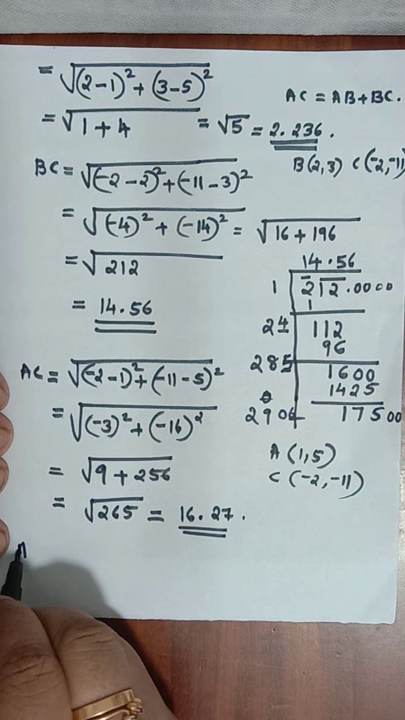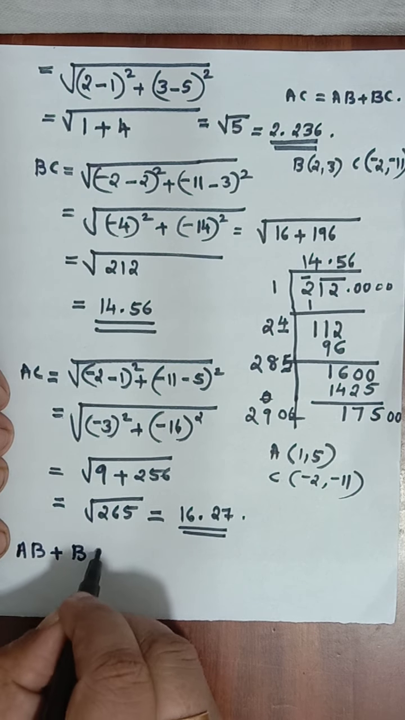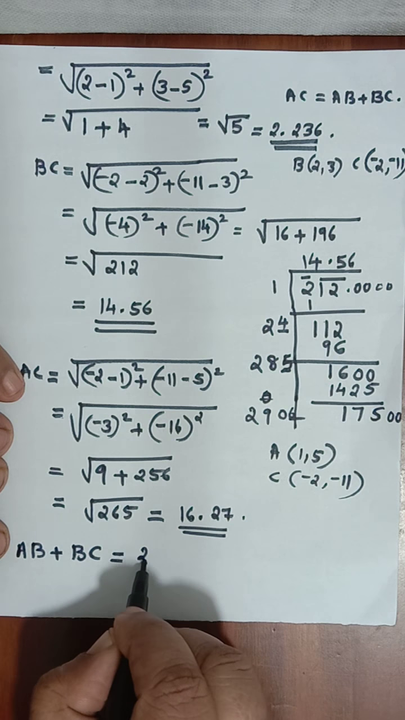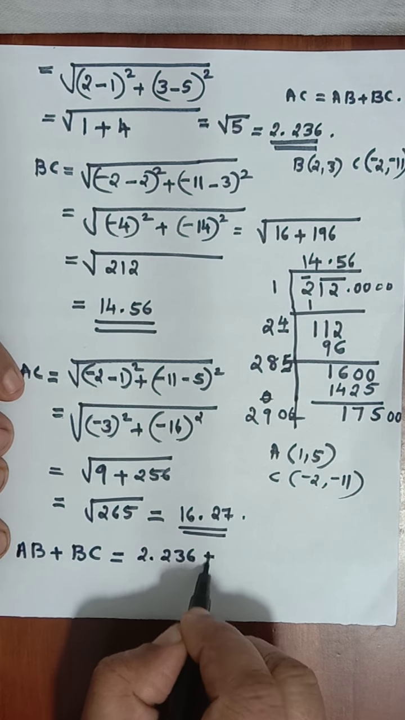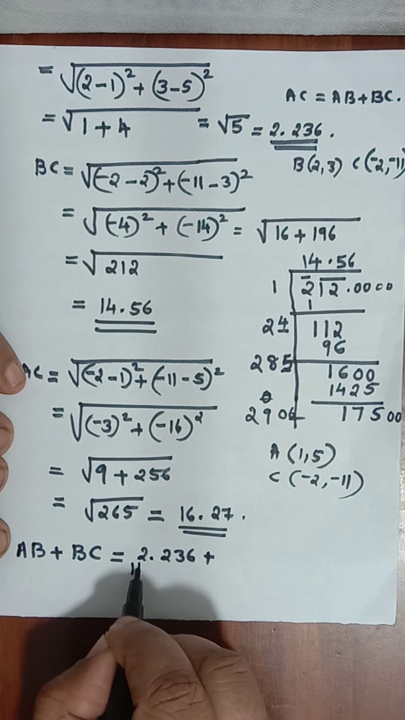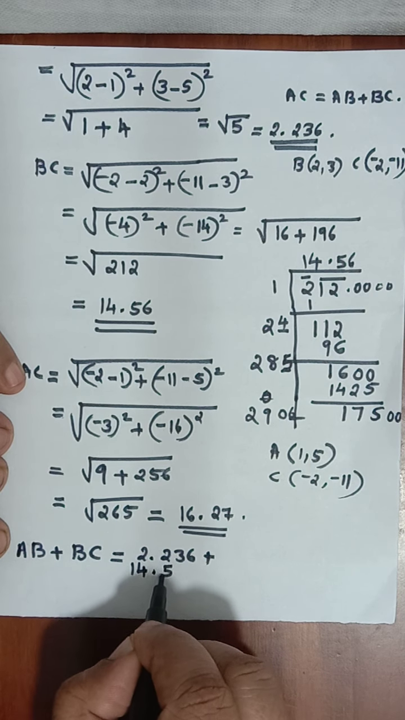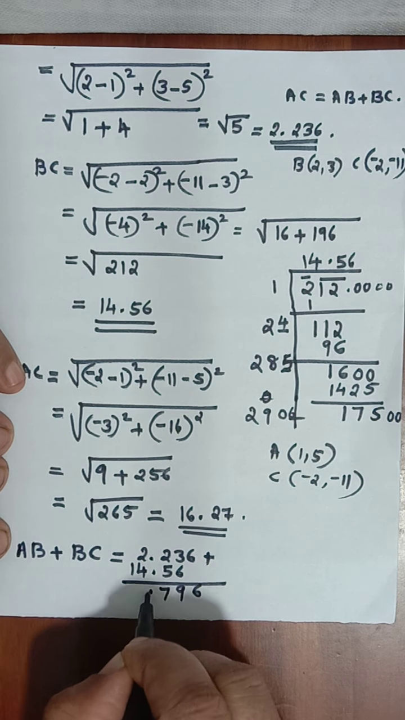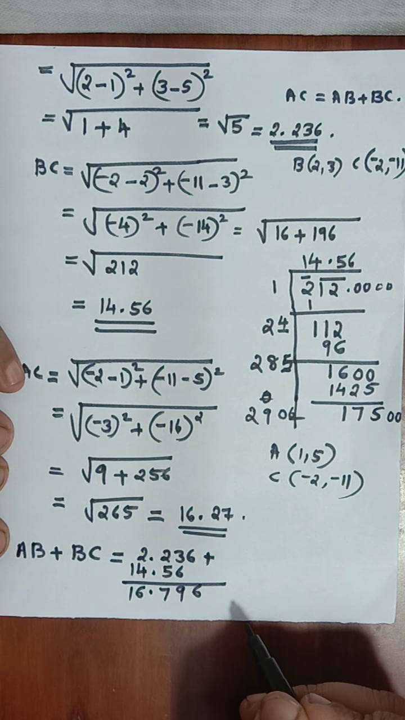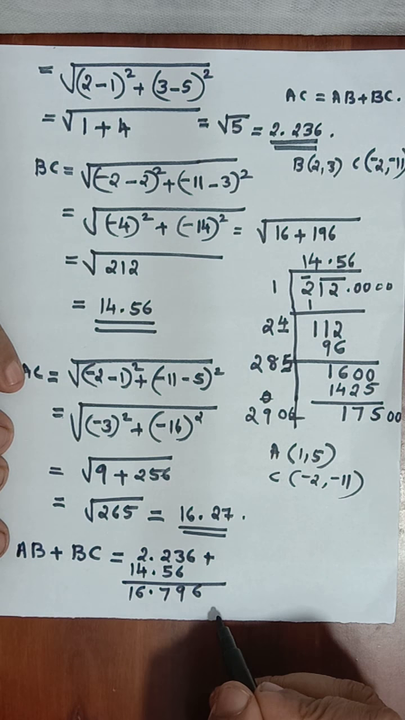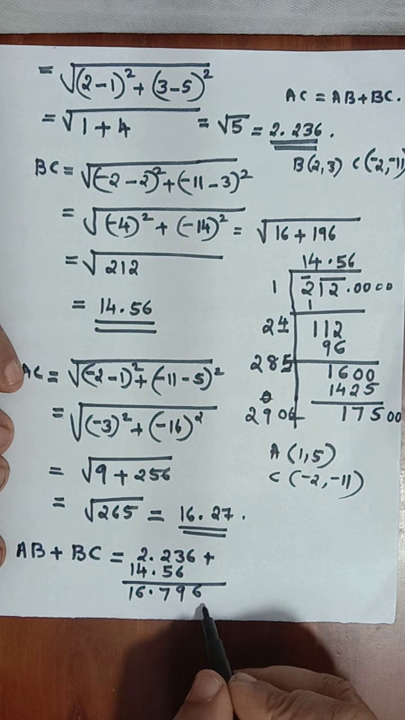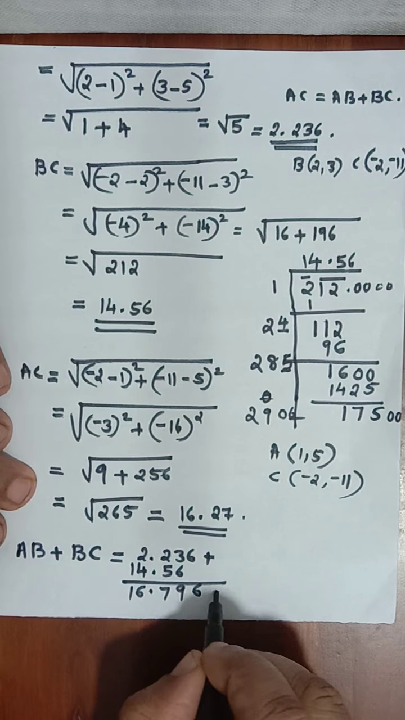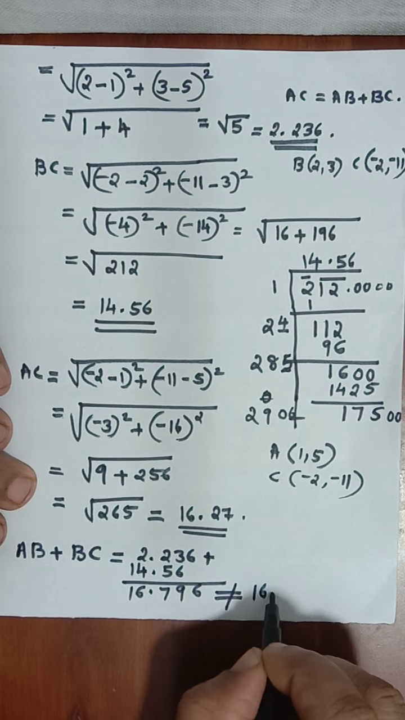So let us see now AB plus BC. I am going to find out what is AB plus BC. AB is 2.236 plus BC is 14.56. Add it now. Isn't it 16.796? 16.796. Is it AC equal to 16.27? Is it not equal to 16.27?